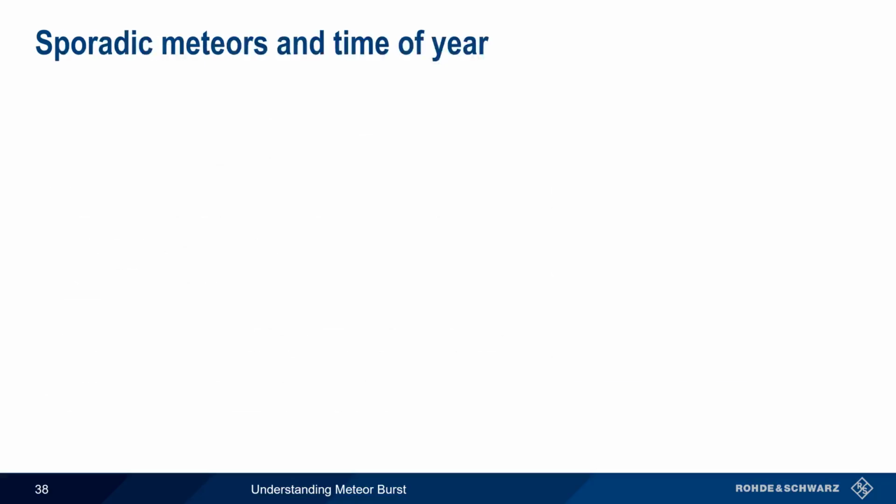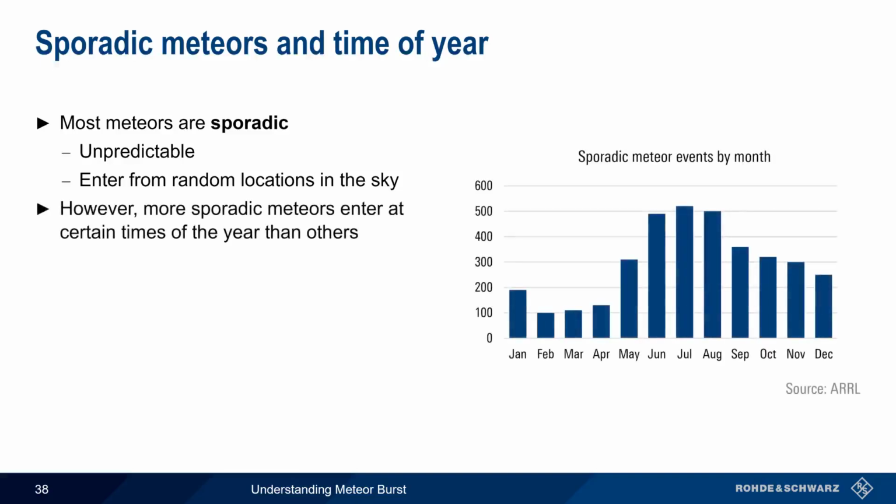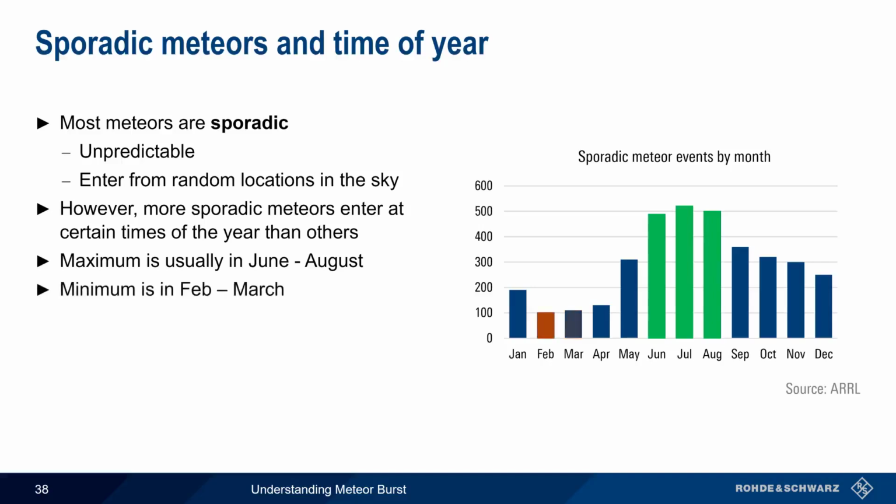The vast majority of meteors are sporadic. Sporadic means there's no way to predict precisely when or where they appear, and they enter the atmosphere from random locations in the sky. The quantity of sporadic meteors does, however, vary in a somewhat predictable way during the course of a year. Generally, the greatest numbers of sporadic meteors enter during the months of June through August, and the least number enter the Earth's atmosphere during the months of February and March.